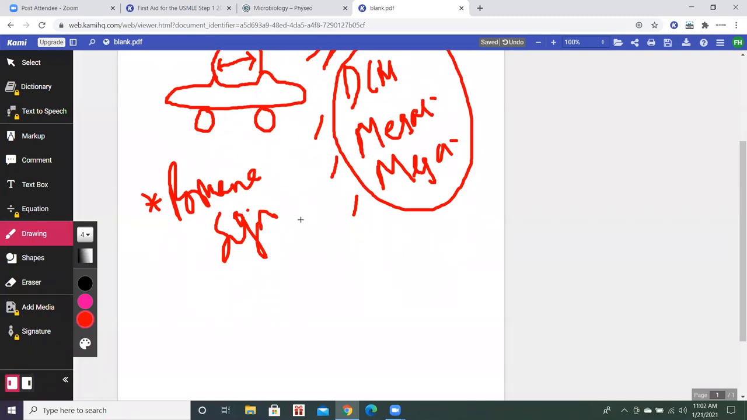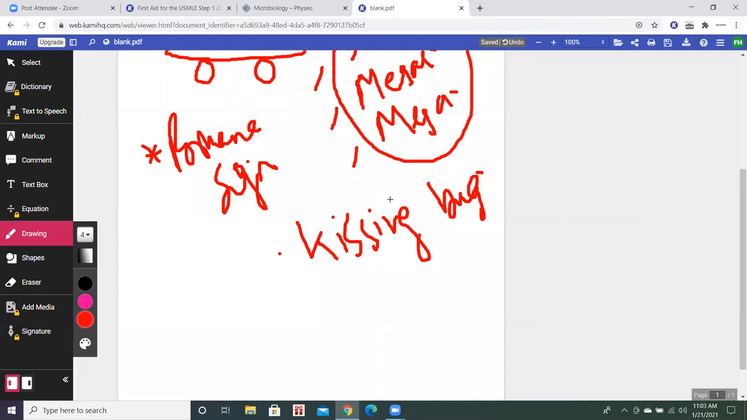Transmission happens because you get bitten by a bug. The name of this bug is the triatomine bug, also known as the kissing bug. It will bite you, and after it bites you, it will defecate or put its feces in your bite wound, and its feces contain the organism. The organism is basically a trypomastigote. If this is a smear, you will see this sort of presentation: a trypomastigote with a big flagellum once again.